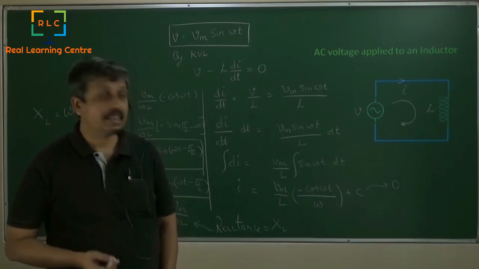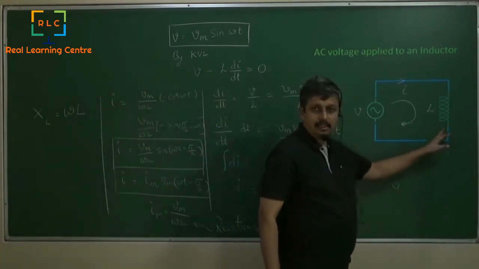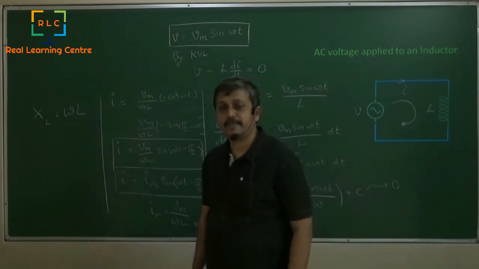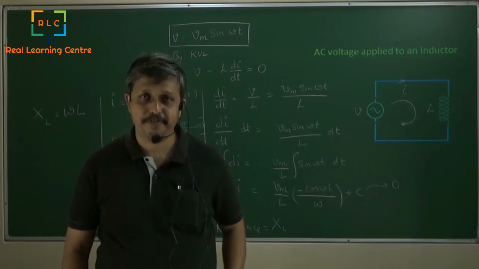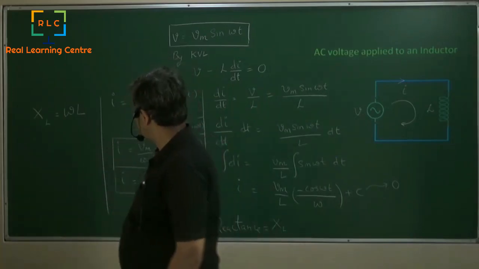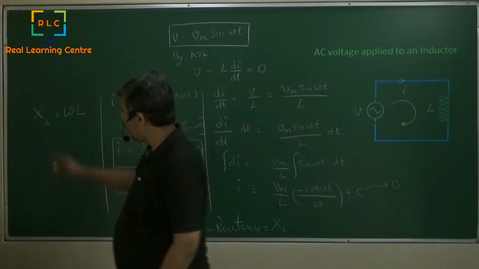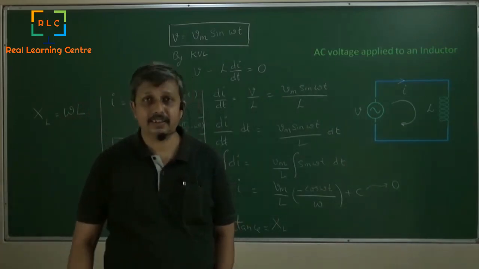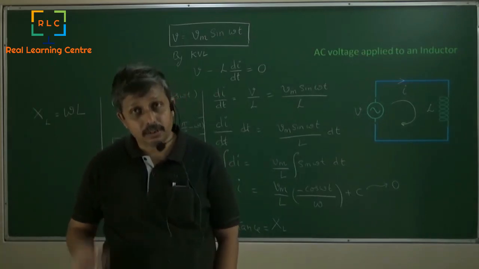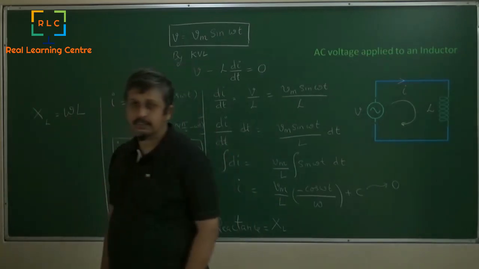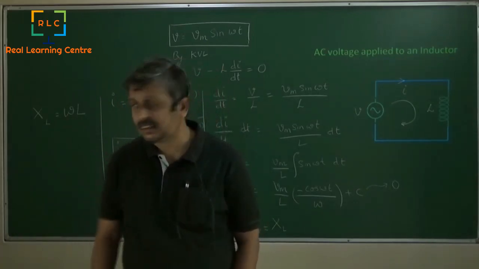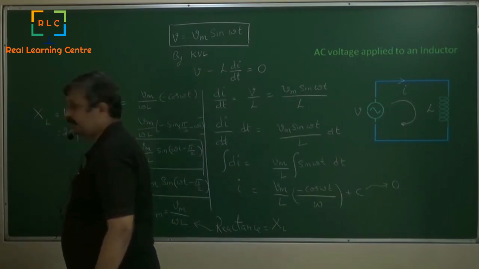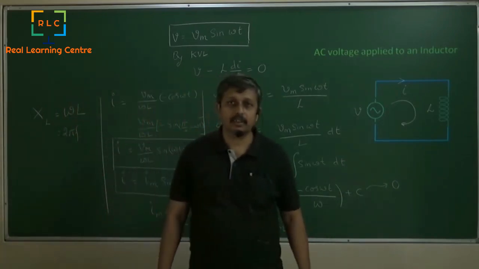In the case of a resistance, whatever may be the scenario, the value of the resistance remains the same as long as you keep the temperature the same. Whereas in this case, you can see the reactance does not depend only on the inductance. The reactance depends also on omega. What is omega? Omega is 2 pi into f, or 2 pi by T. F is the frequency.